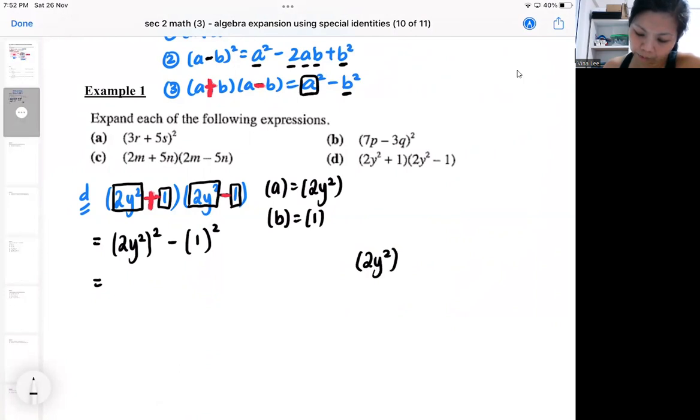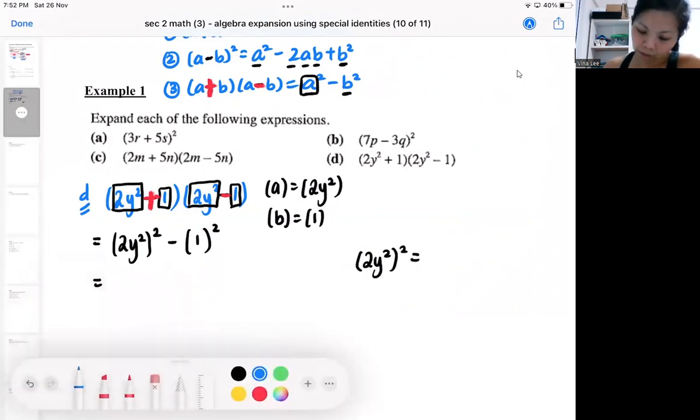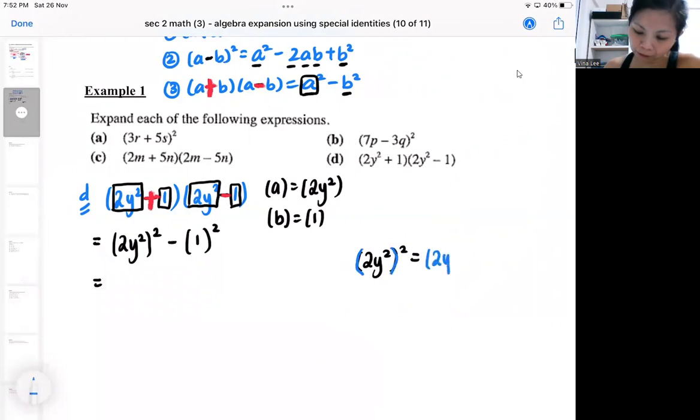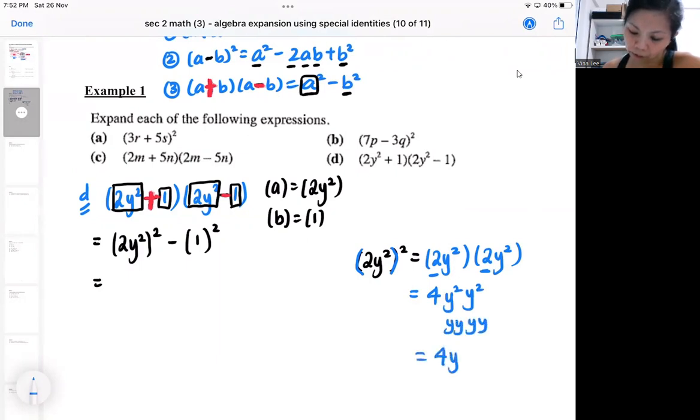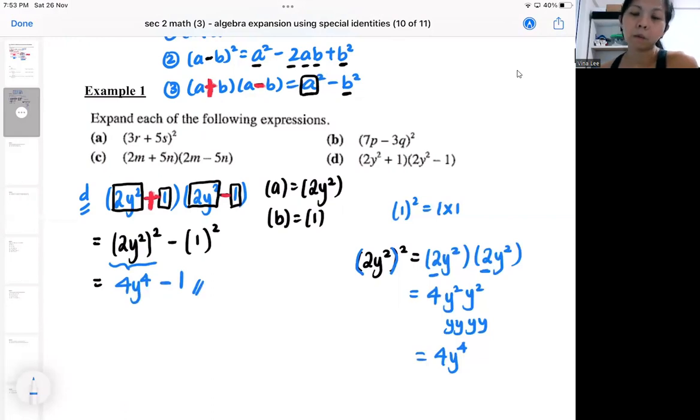So if you're doing this with a square, what does that mean? It means that this whole thing is repeated. And what do you get when this whole thing is repeated? 2 times 2, y square and y square. So what do you think you get from y square and y square? You get a y power 4. So this part, you get a y power 4. 1 square, nothing fanciful, it's just a 1 times 1. So this is how we apply the formula.